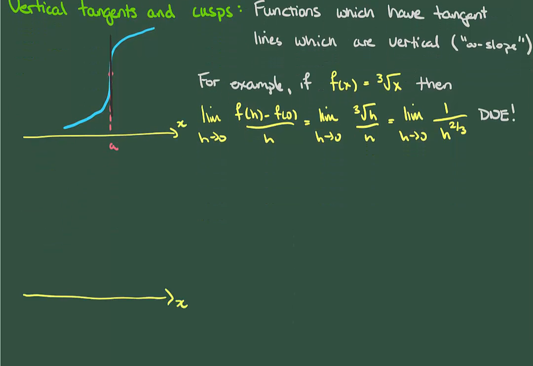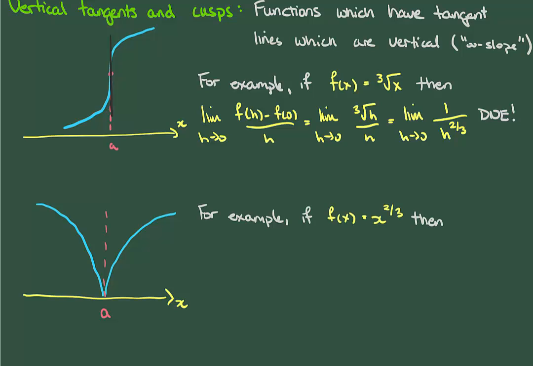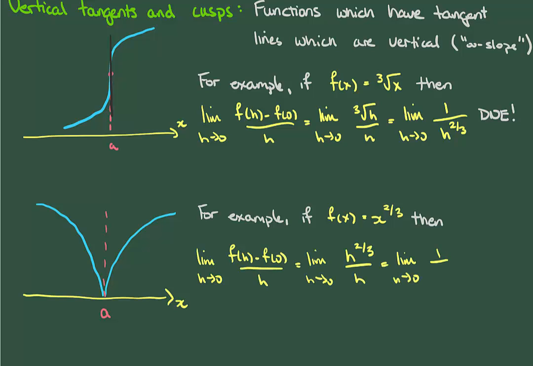The other case is a badly behaved function whose tangents are still vertical. An example function is x to the 2/3, which is similar to our previous example, albeit a little different. Doing the limit computation is almost identical to that above, and once again results in a limit which does not exist.